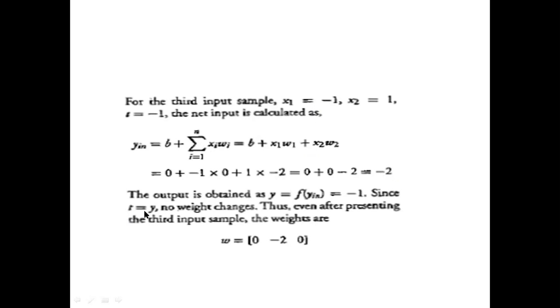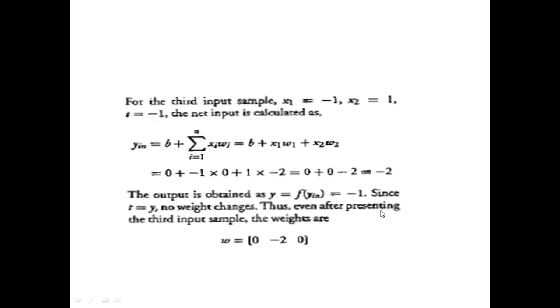Since t is equal to y, what is the value of y? The value of y is equal to -1, and what is our target? Our target in the third input pattern is t is equal to -1, and here we also get y as -1. So since t is equal to y, there is no weight change. If t not equals to y, then there is a weight change. Since t is equal to y, there will be no question of changing the weights.